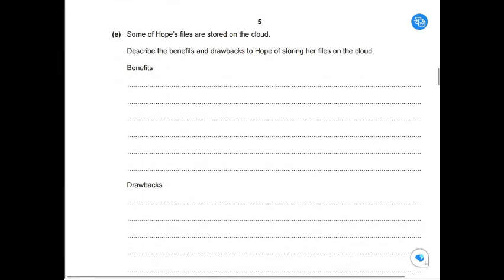Okay. So some of Hope's files are stored in the cloud, so we need to describe the benefits and the drawbacks of it using them. So we could access files from any device, from anywhere. So not just in the home. So she can access it from any device in the home. If she were to take a laptop out, she could access it there as well.